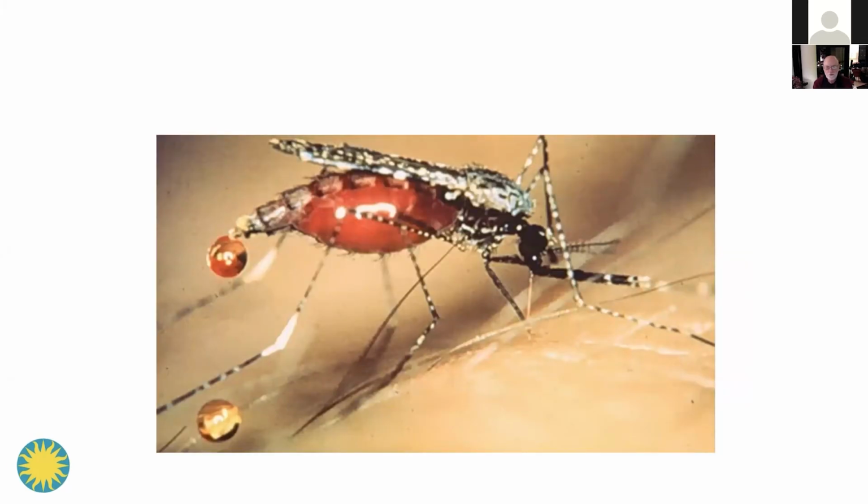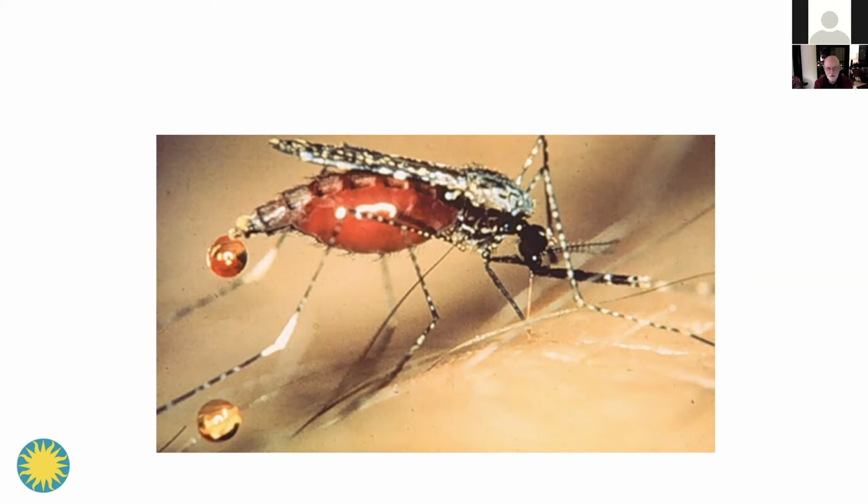Probably the most well-known insect that feeds on blood, of course, is the mosquito. I don't know how many of you have ever let a mosquito bite you, and instead of swatting it, you just look at it, you watch it, you observe it. What happens is that the female mosquito is after protein.